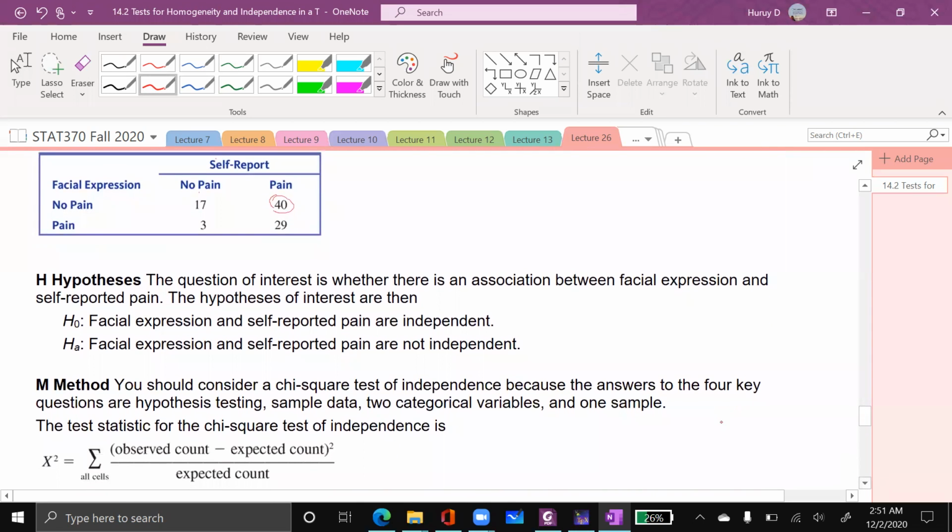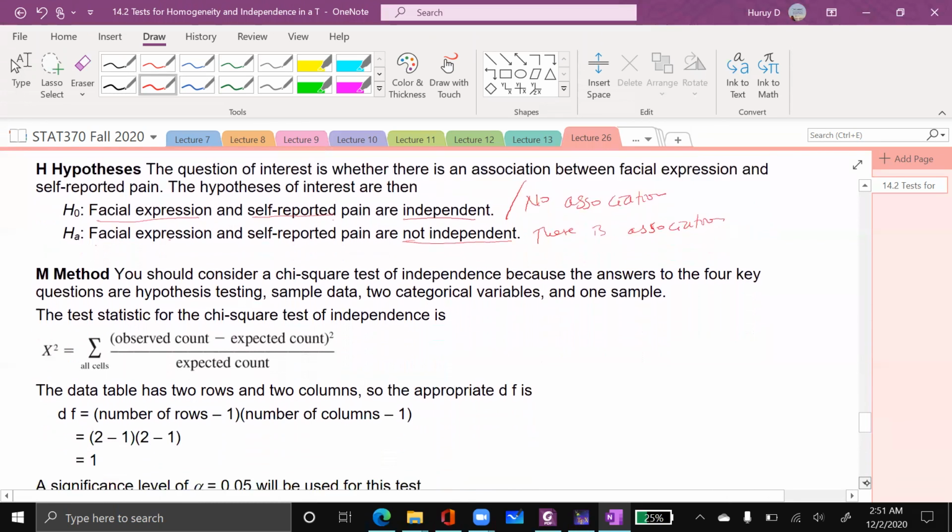So here the null hypothesis is that facial expression and self-reported pain, these are the two variables, are independent, which means no association. And the alternative hypothesis is that facial expression and self-reported pain are not independent. Not independent means there is association.